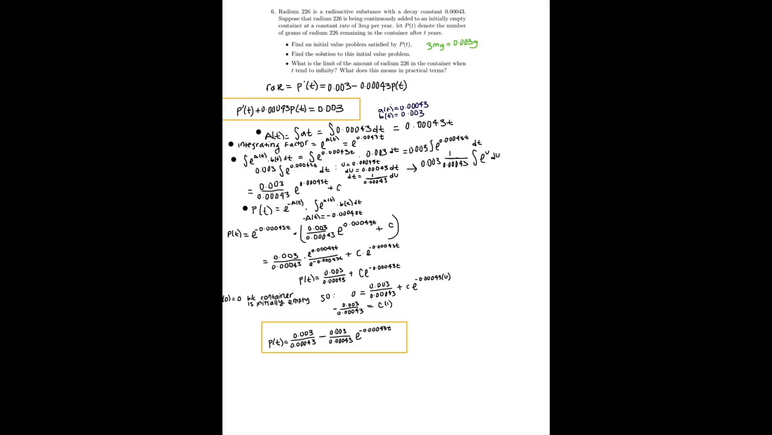Then we plug that back in as c into our equation, and we get that our final equation is P of t is equal to 0.003 divided by 0.00043 minus 0.003 divided by 0.00043 e to the negative 0.00043t. The last part asks what is the limit of the amount of radium-226 in the container when t tends to infinity. I set it up as the limit as t approaches infinity of the equation that we just found in the last part.